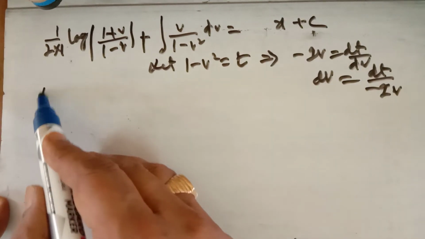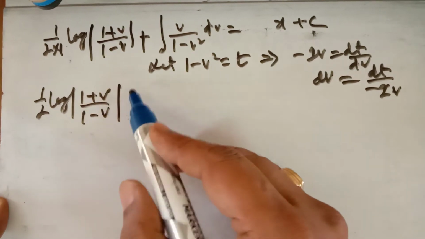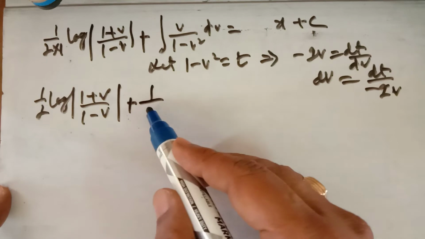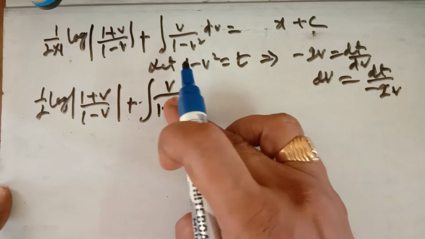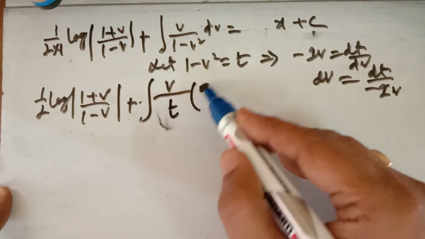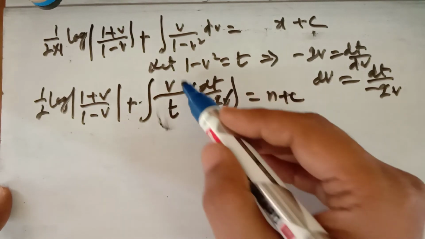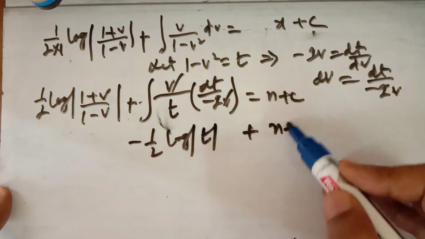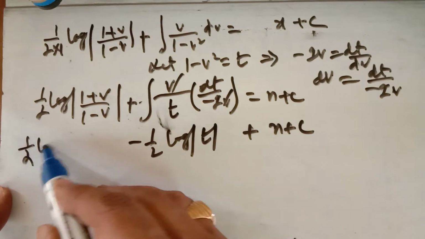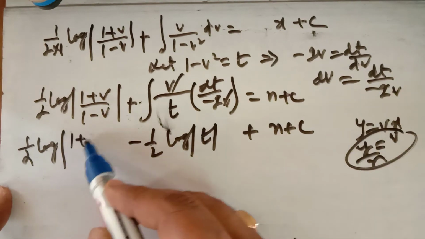So it is half log, and in this type of integration, you replace the value of dv. We have let 1 minus v square as t, dt upon minus 2v, is equal to x plus c. The v will be cancelled out, so minus half log t will be there, x plus c. You can replace the value of v. What did we let? y is equal to vx, so v will be equal to y upon x. So in place of v you have to replace y upon x.